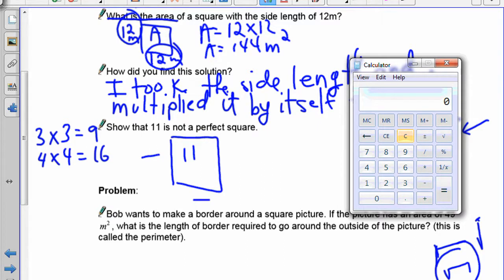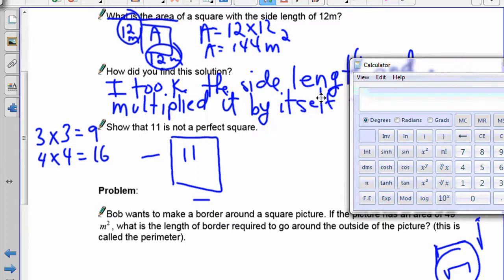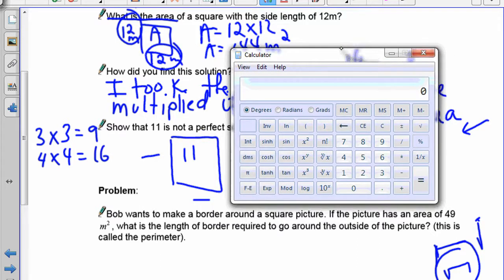I want to find the square root of 11. Okay, this calculator is different, so I have to put the 11 in first and then hit square root. So what this is saying is the square root of 11 is 3.3166247903554. Okay, if I go to the scientific view, you'll see that the square root of 11 has even got more numbers in it. Okay, it doesn't end and it doesn't repeat.